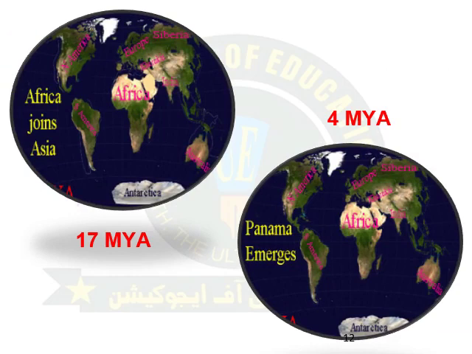About 17 million years ago, you see Africa is joining Asia. And approximately 4 million years ago, South America and North America got connected by the Isthmus of Panama.